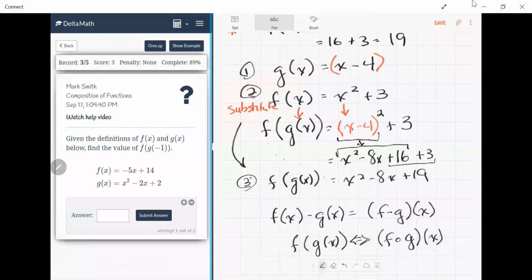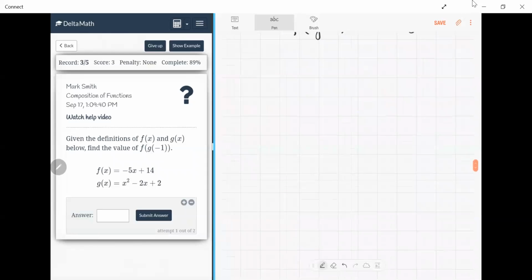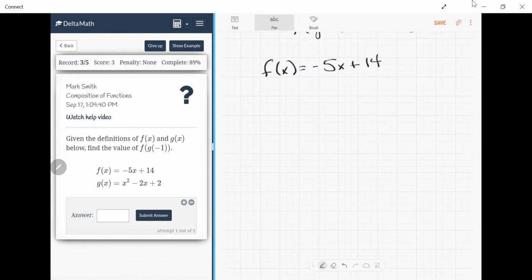This time I have 2 functions. All right, and so I'm going to write them down here. One is f of x equals negative 5x plus 14. And the other one says g of x equals x squared minus 2x plus 2. And then it says find f of g of negative 1.